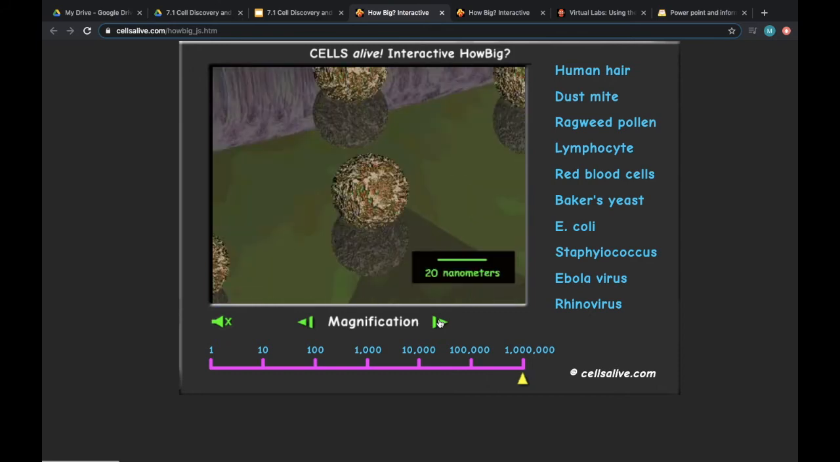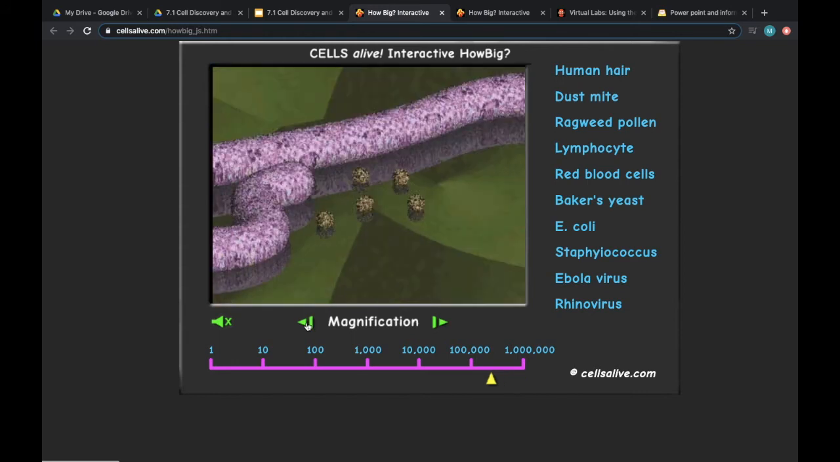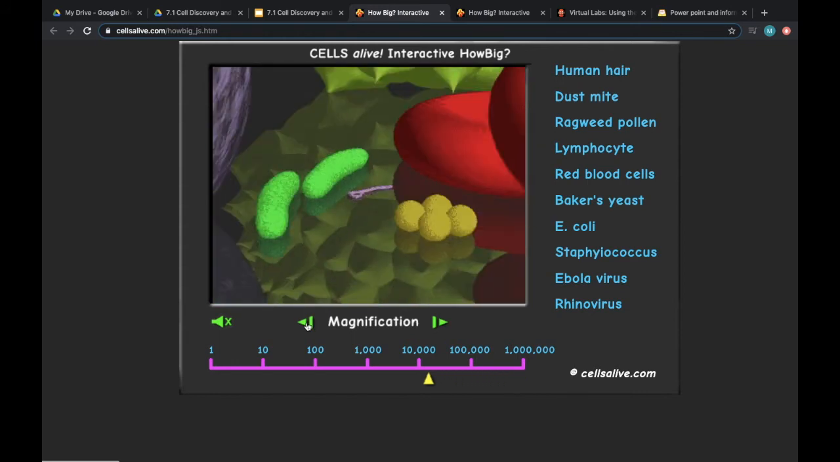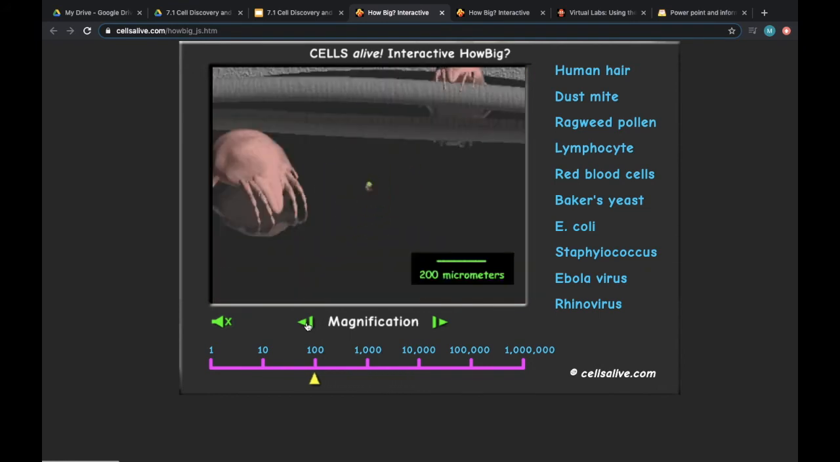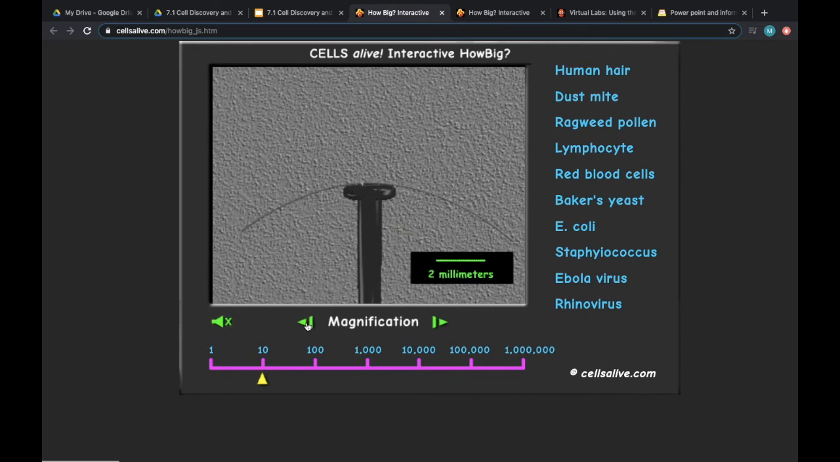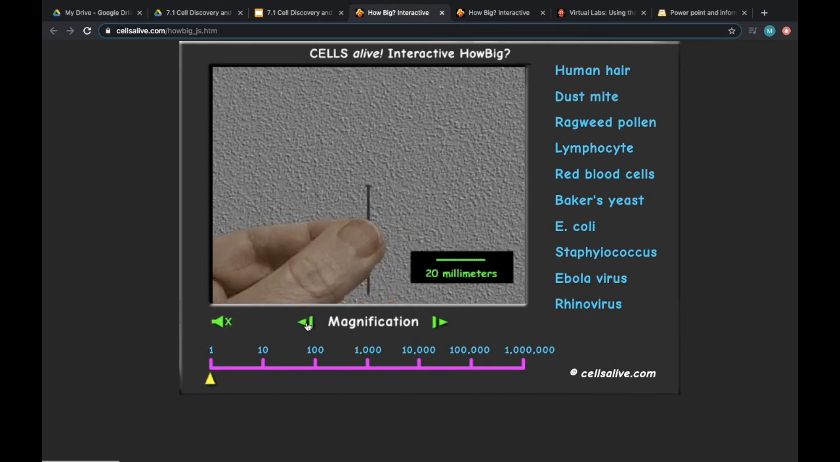Now we have zoomed in 1,000,000 times to get to the rhinovirus. If any of you guys are wondering, this is the virus that causes the common cold. But can you imagine how tiny this is, how difficult it was to actually discover what a virus is? Viruses are way smaller than bacteria, and the only way that we can actually see them is to use an electron microscope, right? So this is why it's so important to have different types of microscopes.